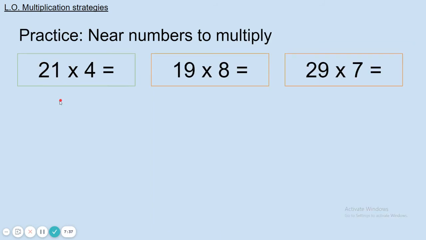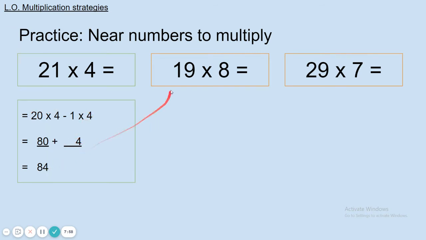Let's practice with some of them. I'll stop the video. I'm going to move on. And so we've got 21 times 4. You're thinking, well, that's actually quite close to 20. So 20 lots of 4, 2 lots of 4 are 8. So 20 lots of 4 are 80. And then you just add on 1 more 4. And then there you got 84.